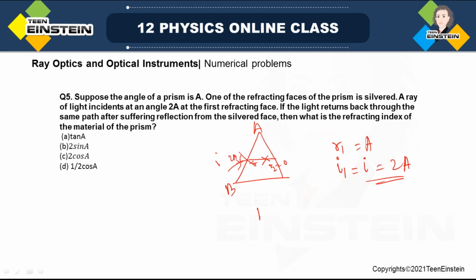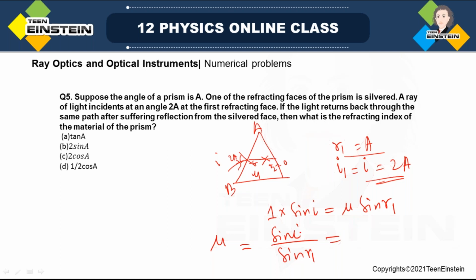If I write Snell's law, what do I have to write? The light is going from air to prism. So refractive index of air into sine of I is equal to mu into sine R1. This is what we know. Then we have to find the refractive index: mu is sine I divided by sine R1. Look here, R1 is nothing but A and I is 2A. So I have to write sine 2A divided by sine A. Okay, this is what I have got.